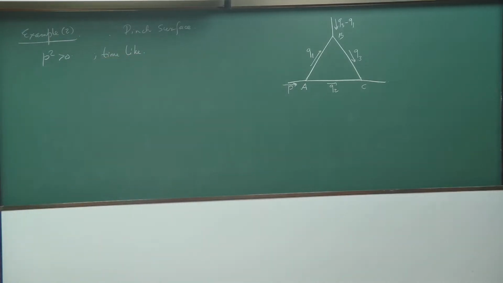So you are in the rest frame of the momentum p. So you can imagine a particle with momentum p is here. It's time-like, so I'm in the rest frame. And then it splits into two particles of momentum q1 and q2. So to conserve the momentum, they have to go back to back.